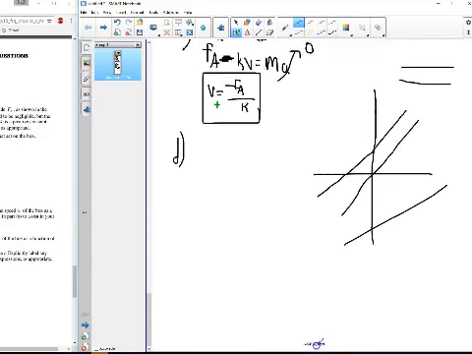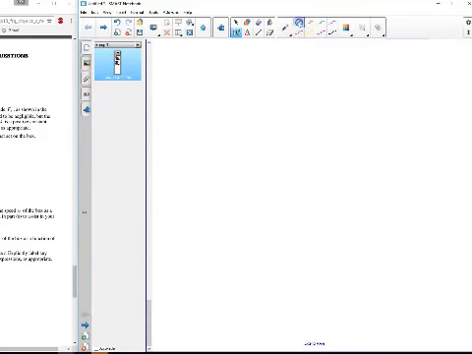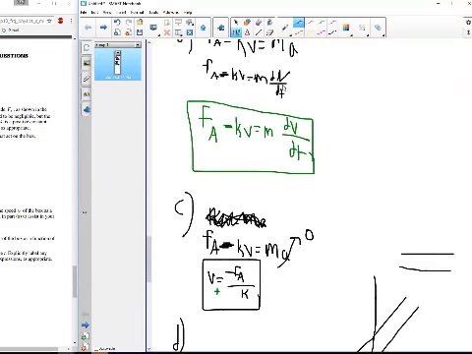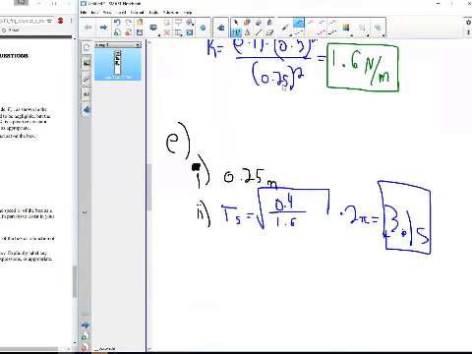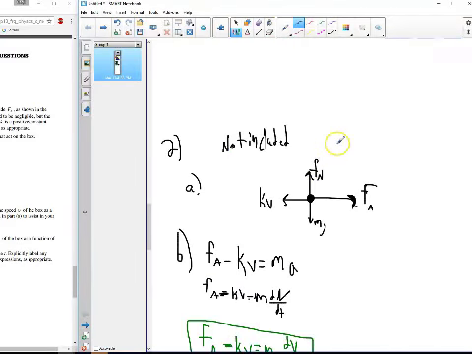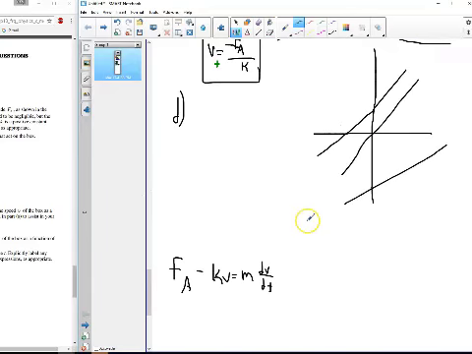Okay, now the fun begins. All right, let's do this. Our original equation from part B, FA minus KV, if I recall, is M dV dt. Isn't that what we had? Yes, that's what we had. Awesome.